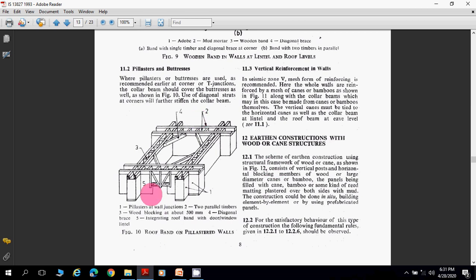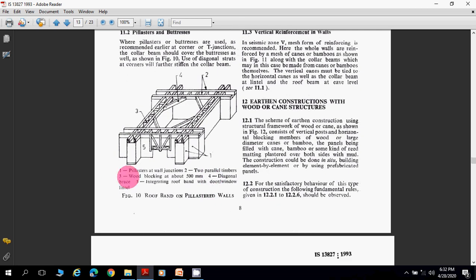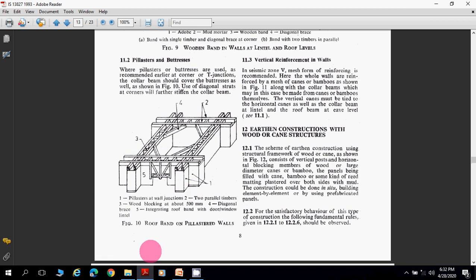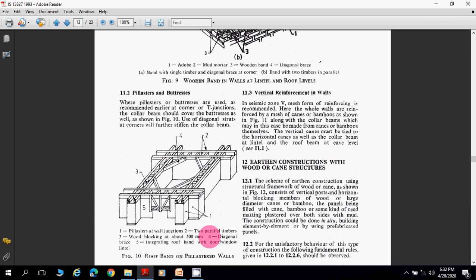This is how the pilasters and buttresses are provided. In this picture you can see number 1 and number 2. Number 1 is called pilasters. Number 2 are the wooden planks, two wooden members or timbers parallel to each other. Number 3 is showing wooden blocking provided at a distance of about 500 mm. Then diagonal bracings are provided. Number 4 is showing the diagonal bracings, and then the roof band along with the door and window lintel. So this is how the pilasters and buttresses are provided, with the roof band in plastered walls.